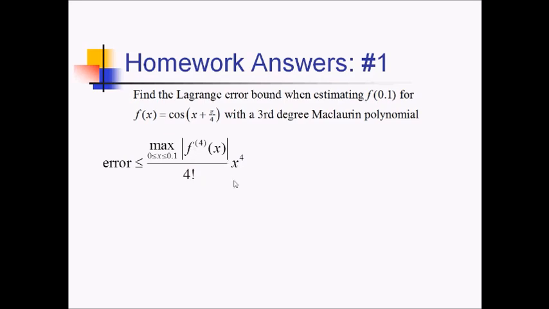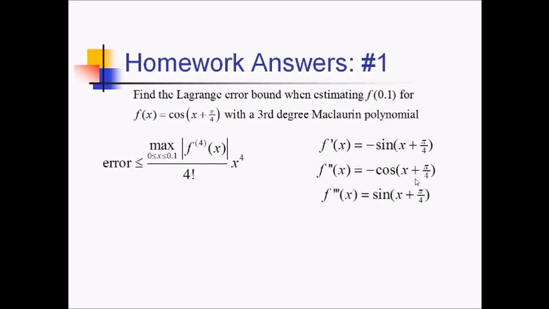I'm going to need to actually take a few derivatives of this function to get to the fourth derivative. So the first derivative is going to be negative sine of all this stuff. And I have a tail of 1 here. The derivative of x plus pi over 4 is just 1, so I don't have to worry about multiplying by anything over and over again. Second derivative now, we have negative cosine of this. Third derivative is going to be positive sine of all this. And my fourth derivative is going to be cosine of x plus pi over 4. So the absolute value of that is what I'm trying to maximize now.